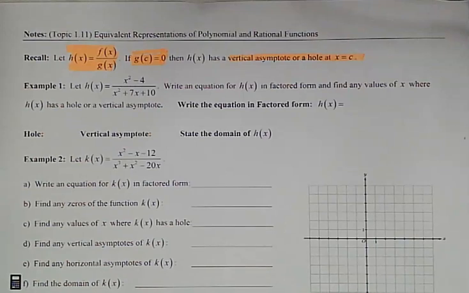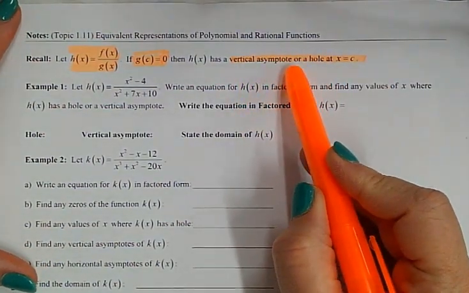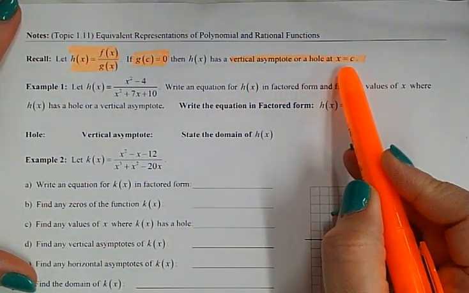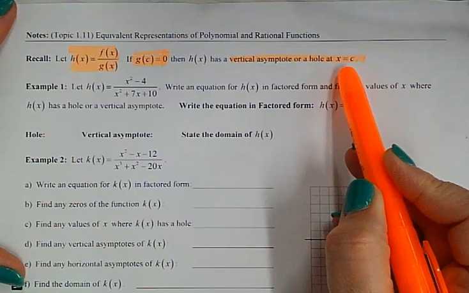Hello, today we are going to be working on lesson topic 1.11, which is equivalent representations of polynomial and rational functions. And remember from previous lessons when we reviewed rational functions that you learned in Algebra 2, we reviewed that a rational function is made up of two polynomials, a polynomial on the top and a polynomial on the bottom. And that when the bottom is equal to 0, that's when the rational function becomes undefined. And that's when you're going to see a vertical asymptote occur. And it's going to occur at whatever that x value is where it is undefined.